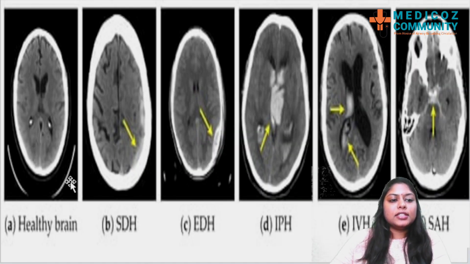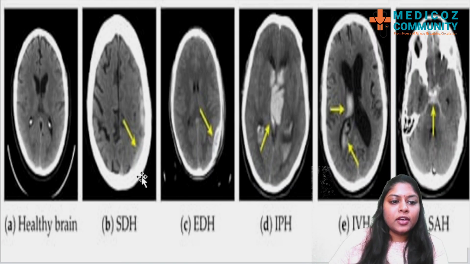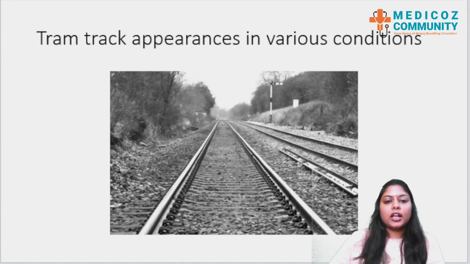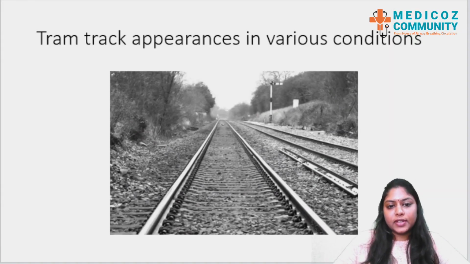Okay, this is the overall. This is a healthy brain. This is a slight evidence of blood attenuation seen on the periphery of the skull, where we are able to see a crescent shaped area. This is a biconvex shaped EDH, and this is the intraparenchymal hemorrhage with extension into the ventricles, and this is solely intraventricular hemorrhage, and this is the basal cisterns filled with blood, that is subarachnoid hemorrhage. Coming to the next topic, tram track appearance in various conditions.